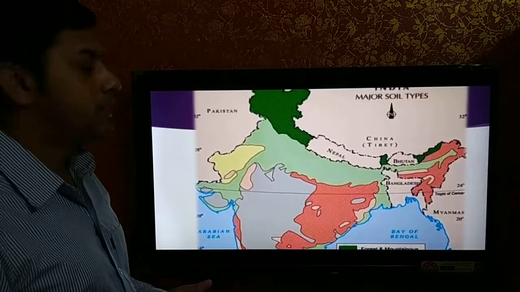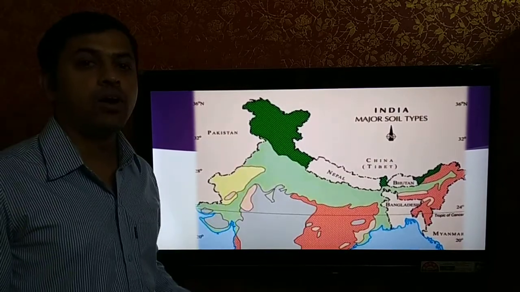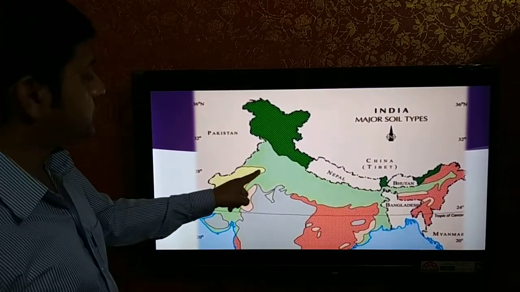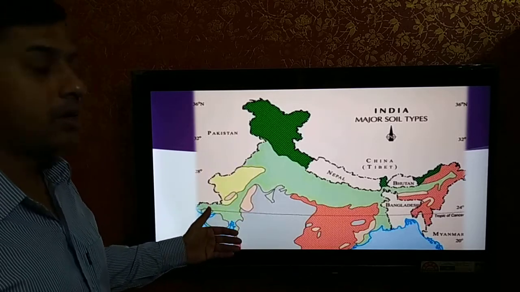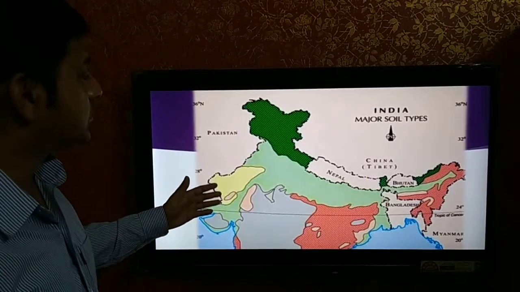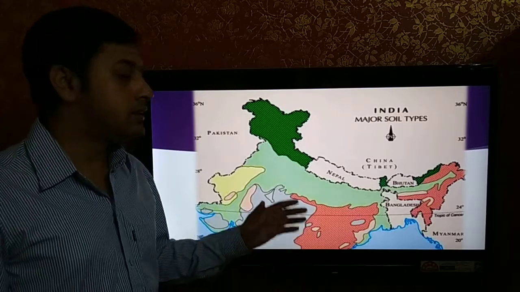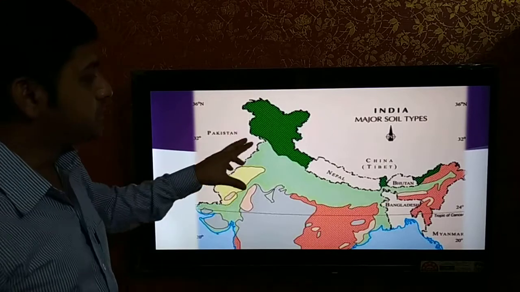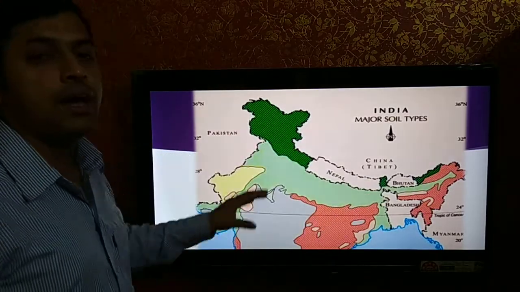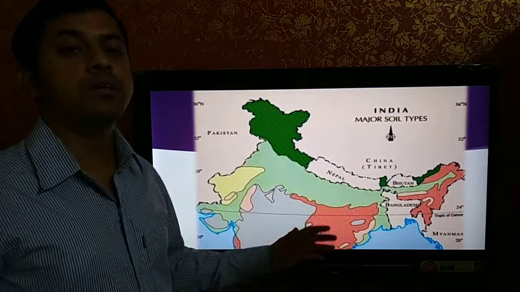And the last one is the arid soil or the desert soil, mainly in the western part of India, the Thar desert region of Rajasthan as well as some parts of Gujarat, where you can find that arid type of soil or desert soil. So these are the 6 types of soil, and where they are mainly found in India.